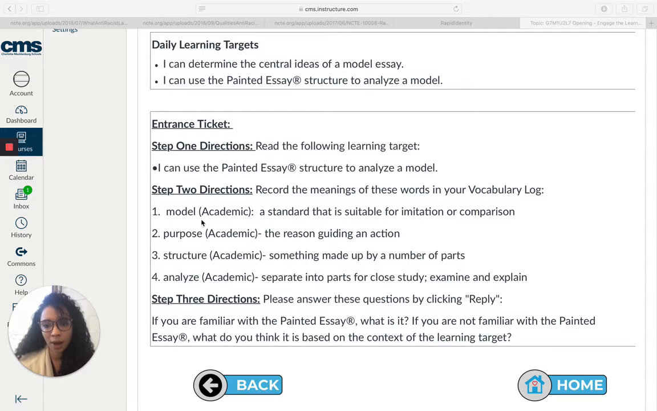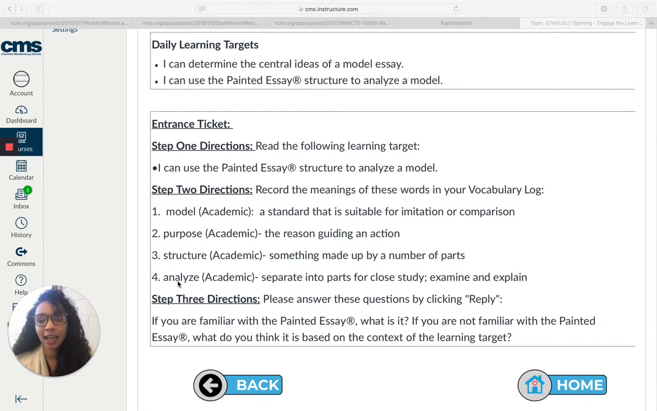So we've got model, and that's an academic word, which is a standard that is suitable for imitation or comparison. Hence why we are going to analyze a model essay. Purpose, again, another academic word, the reason guiding an action. So why is that happening? That's that purpose. Structure, again, that's another academic word, something made up by a number of parts.